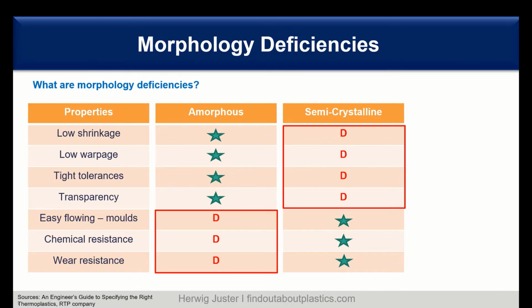However, there are, for example, polyamides which you can make transparent, and also for example polypropylenes with a certain additive which makes the crystallites so small that the light can come through and you still have a transparent part. Semi-crystalline resins are easy flowing, so molds are easy to fill. Chemical resistance is high, and also the wear resistance.